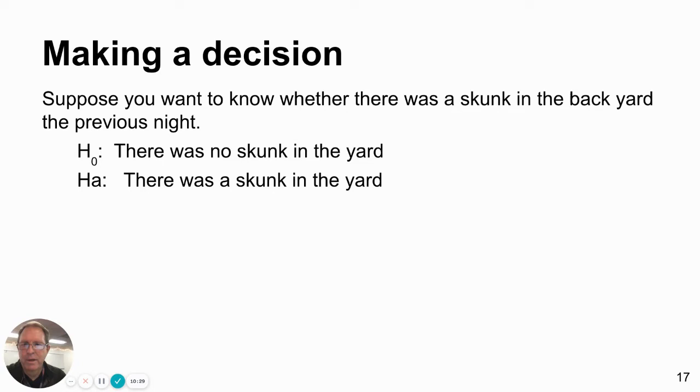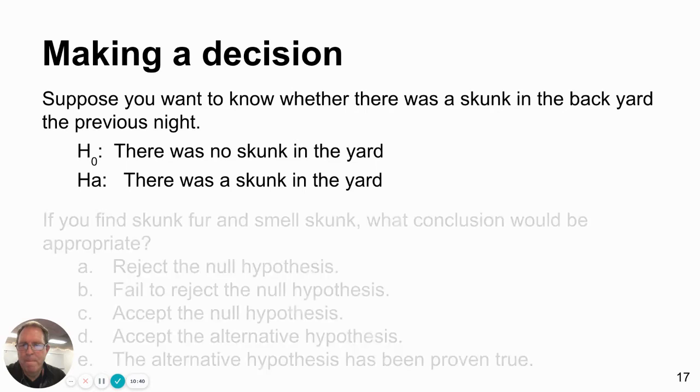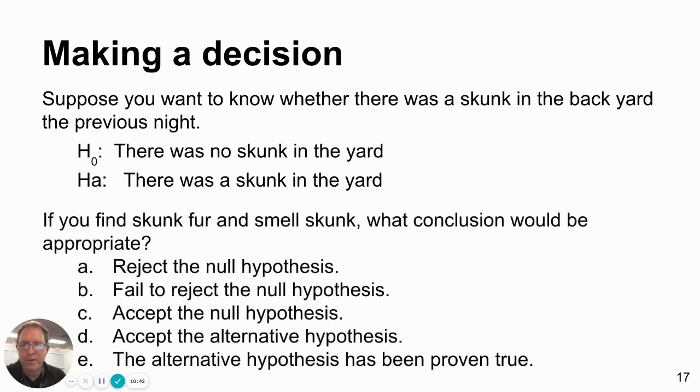Suppose you want to know whether there was a skunk in the backyard the previous night. The null hypothesis is that there was no skunk in the yard. The alternative is that there was a skunk in the yard. If you find skunk fur and smell skunk, what conclusion would be appropriate?